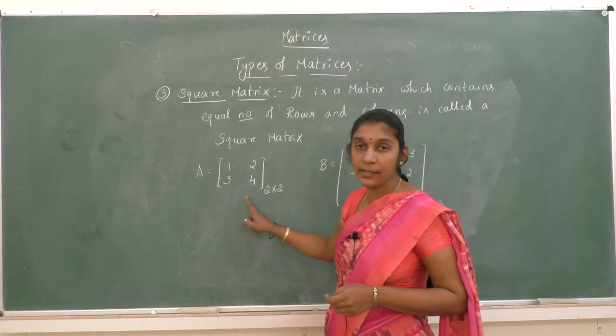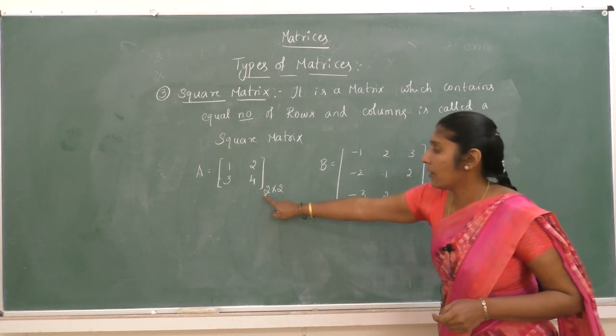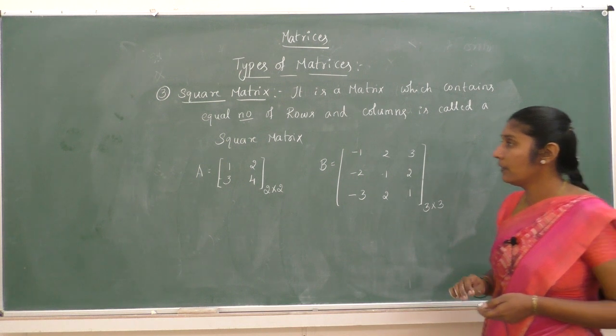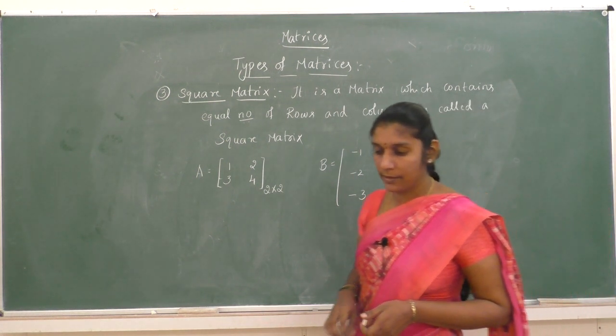In a square matrix, number of rows is equal to number of columns. Number of rows is equal to number of columns. This is called a square matrix.